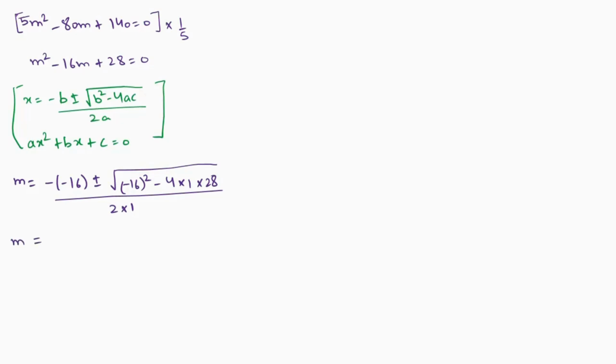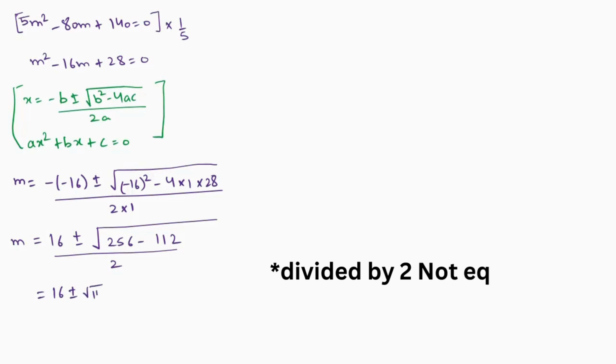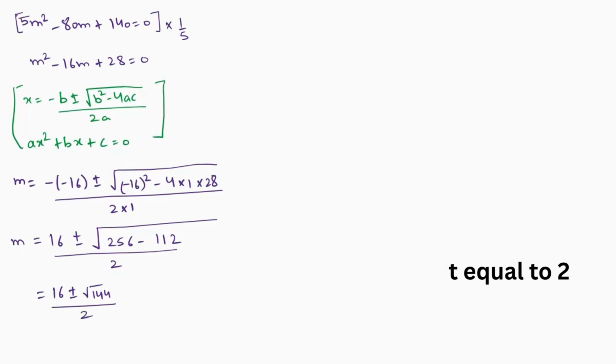On solving this, we get 16 plus minus under root, 16 raised to the power 2 can be written as 256 minus 4 times 28 is equal to 112, divided by 2. On solving this, we get 16 plus minus under root 144, which is equal to 12, divided by 2.